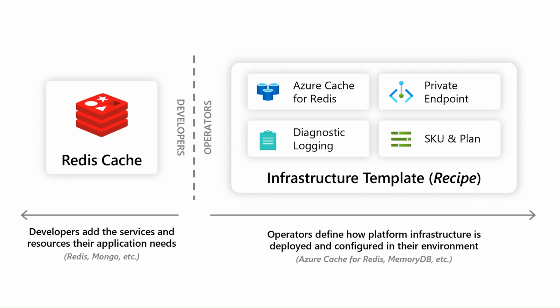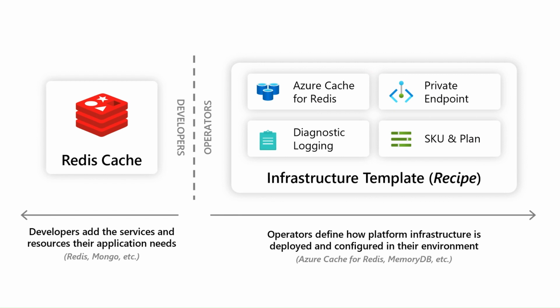As a developer, I can define in my Redis application that I want to use a cache, so I define that as a resource within my application. What IT operators and platform engineers will do is codify how this cache should be deployed and configured. So in this example, this cache will be deployed onto Azure. We're going to integrate it into a VNet, so we're going to need to deploy a private endpoint for it. We may also want to enable diagnostic logging for the cache as well.